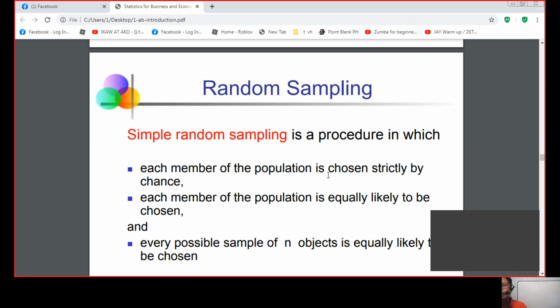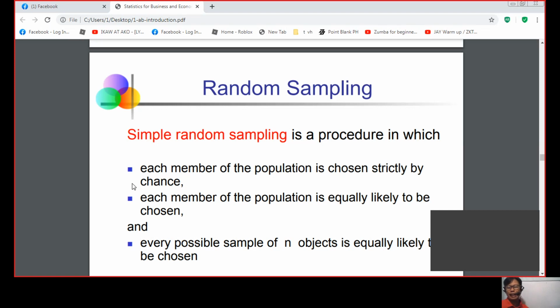So, it should be strictly by chance. So, random pick. Kung sino man ang mabunot, yun random. Hindi ka namili. Okay. Tapos, each member of the population is equally likely to be chosen. So, walang pinipili. Hindi ko mo ito matangkad siya, siya yung napili sa sampling. Ito medyo gwapo siya, ito maganda siya, siya yung nakuha sa sampling. Hindi ganun. So, equally ang pagpipili.